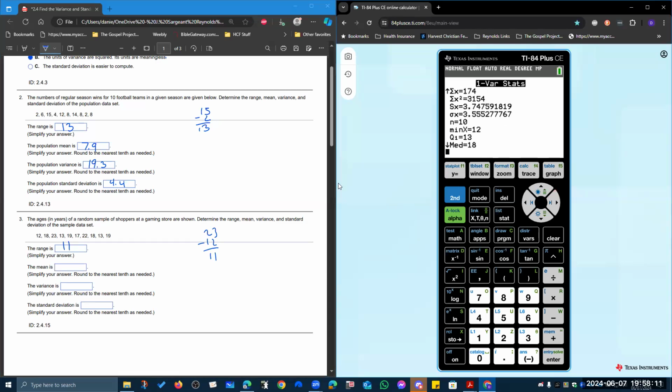The mean is 17.4. We'll figure out variance in a minute, but for our standard deviation, we're going to use the Sx here since it's for a sample, and that's going to give us 3.7. Now I can come out here and use this variance command like that to get the variance, and it's going to be 14.0.